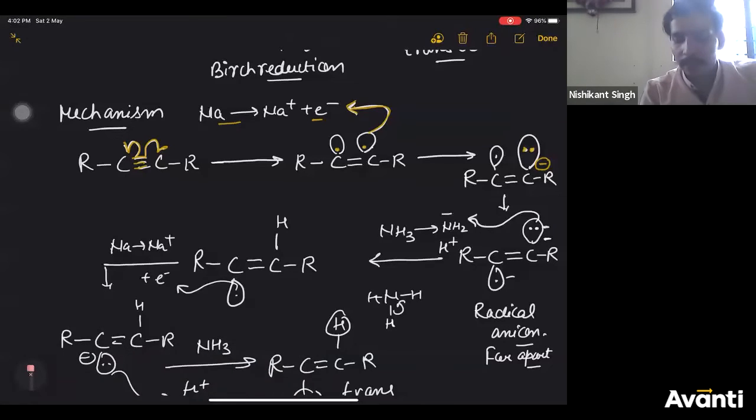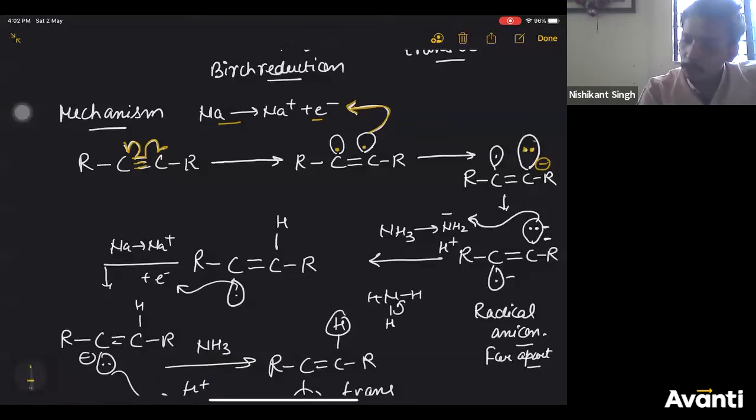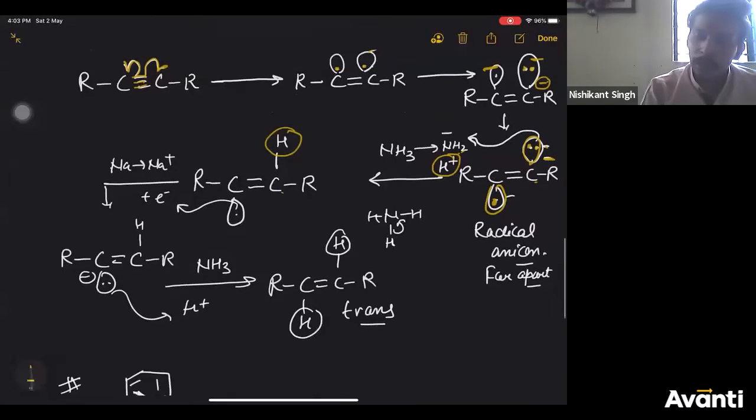When a negative charge comes on this carbon, what will happen? These two electrons and one electron will repel each other, so this electron will come here and these two electrons will be here, 180 degrees apart from each other to avoid repulsion. This negative charge will accept H+ from ammonia. Once it accepts H+, the carbon will form a C-H bond. And then the same process repeats again.